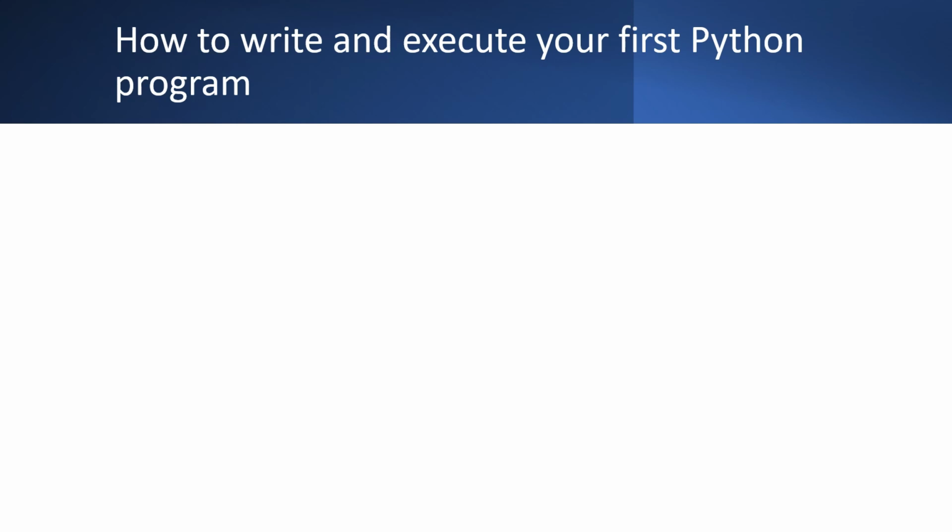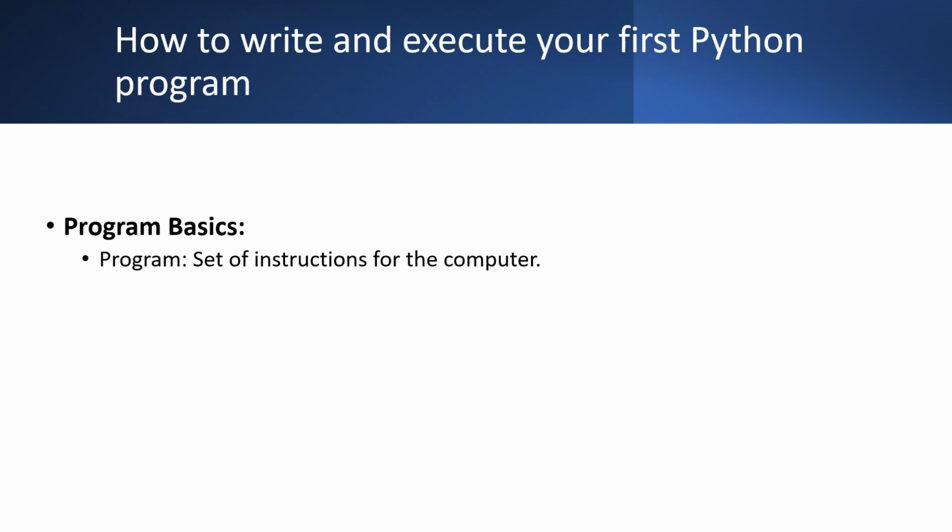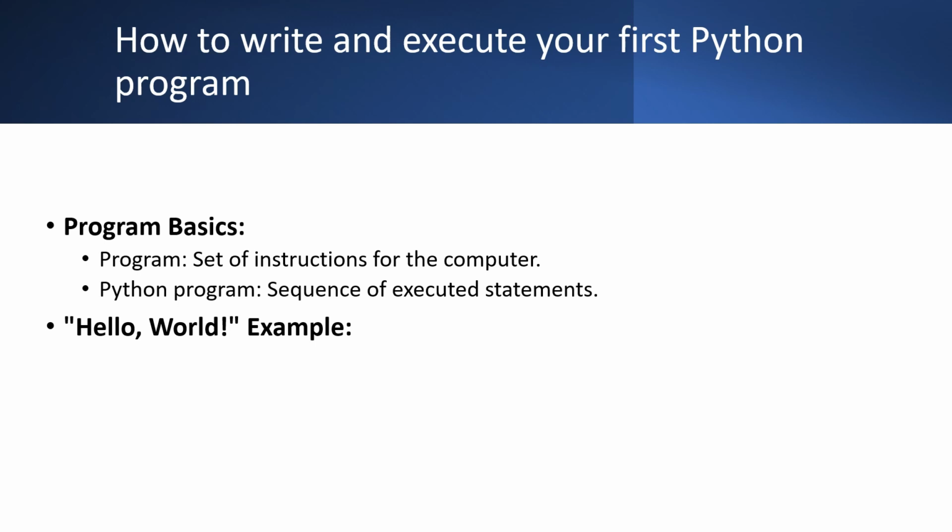Now that you know how to install Python and set up your environment, let's write and execute your first Python program. A program is a set of instructions that tells the computer what to do. In Python, a program is written as a sequence of statements that are executed from top to bottom. Let's write a simple program that prints "Hello World" on the screen. This is a traditional program that is often used as an introduction to any programming language.